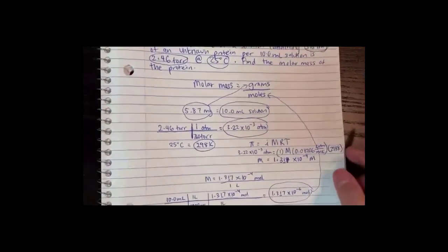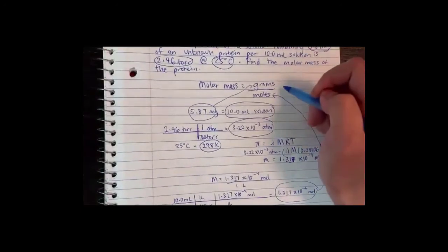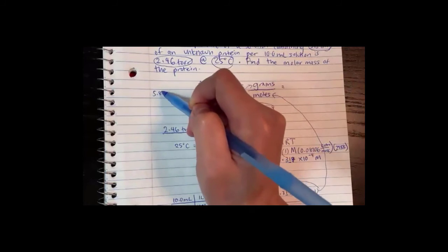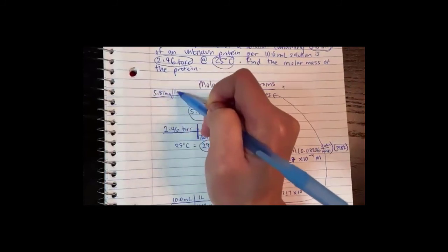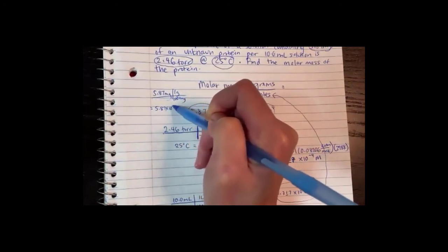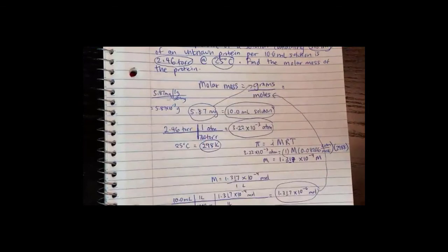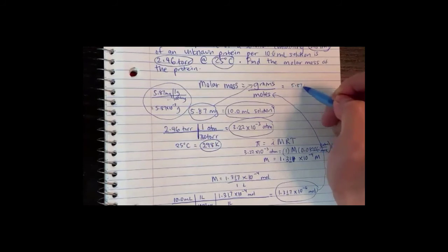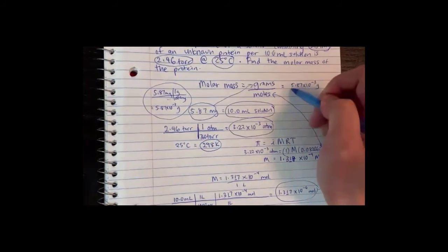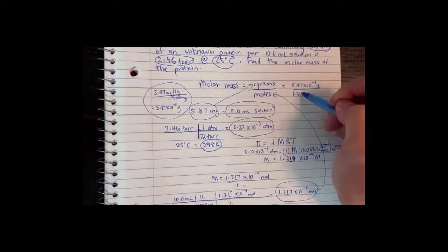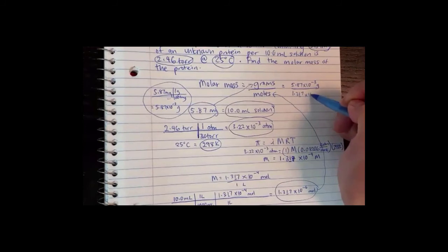So 5.87 milligrams turned to grams is times 10 to the negative 3. I'll just work it on the side here. 5.87 milligrams, 1 gram is 1,000 milligrams, so it equals 5.87 times 10 to the minus 3 grams. That's the gram portion that I'm going to put up here. And then you divide by the moles, which is 1.317 times 10 to the minus 6.